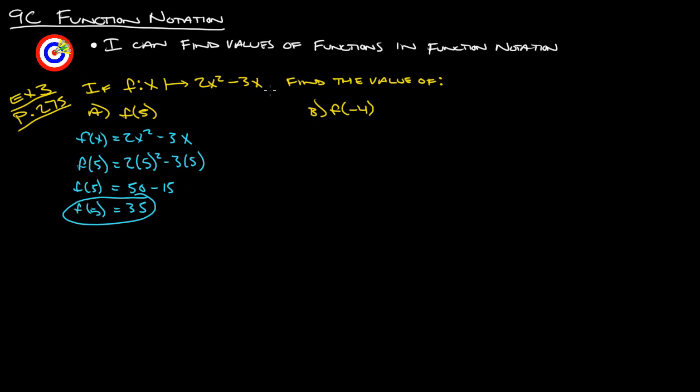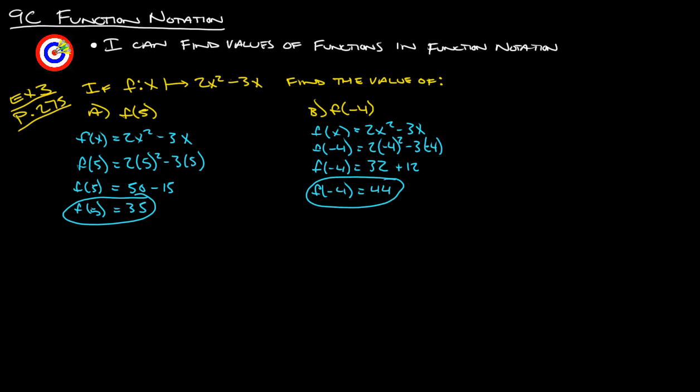Alright, and then let's try the same thing for f of negative 4. So f of x, again, is 2x squared minus 3x, so I'm going to plug in negative 4 instead. So wherever there's an x, it now turns into negative 4. Alright, so f of negative 4: negative 4 squared is 16, times 2 is 32, and negative 3 times negative 4 is plus 12. So f of negative 4 is 44.